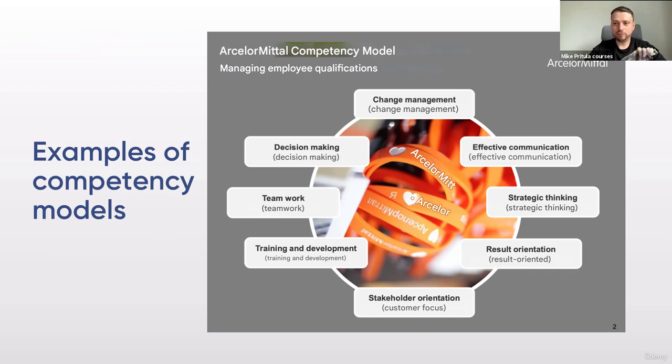For example, there's a large company in Ukraine. Well, not in Ukraine, it's global, but they have an asset in Ukraine. They are developing a competency model that they believe is important for the success of their business. These are the competencies they've chosen for themselves: change management, effective communication, strategic thinking, results orientation, customer focus, learning and development, teamwork, decision-making. In my opinion, 8 competencies is quite a lot, but apparently the company is so large and systematic that it can handle them effectively. Let's move on. This is called the company's competency model. That's what it says, Metal's competency model, as the company presents it.